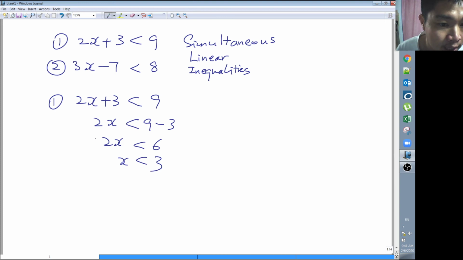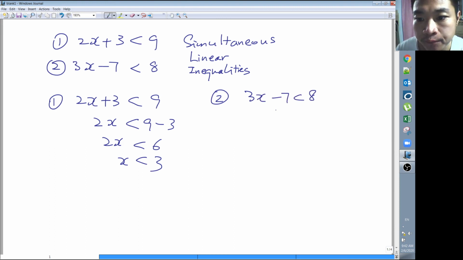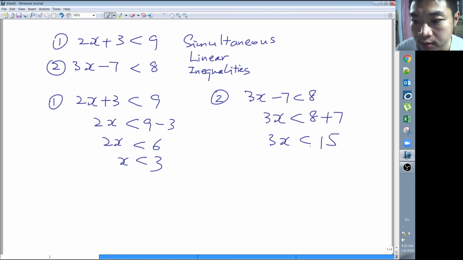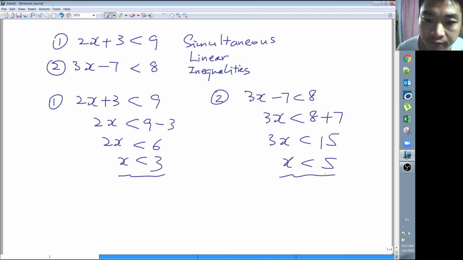Okay, and then continue to solve for your second inequality here. What you do is move your minus 7 to the other side, so you should get plus 7. And then you should see that you will end up with 3x is smaller than 15, divided by 3 on both sides, your x smaller than 5. Okay, so you have two answers. You have x is smaller than 3 and x is smaller than 5. And your job is to represent these two answers on a number axis.